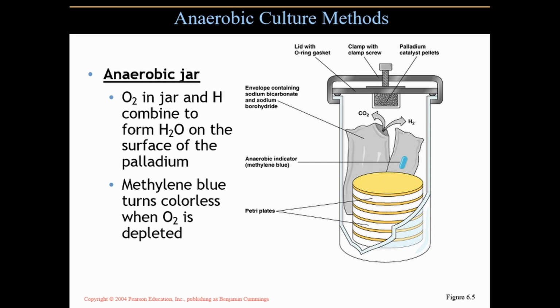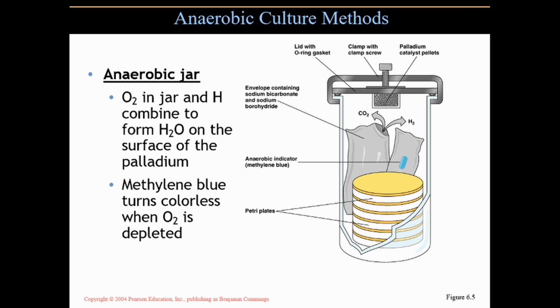One very simple device to use is an anaerobic jar. It's got a lid on it that you can clamp down and tighten with a screw. It's got a rubber gasket seal around the top of it to prevent any oxygen from getting in. The oxygen in the jar and the hydrogen combine to form water on the surface of palladium, which is what is inside there. Those catalyst pellets will combine those two, and that will then lead to the removal of the oxygen from the internal environment.